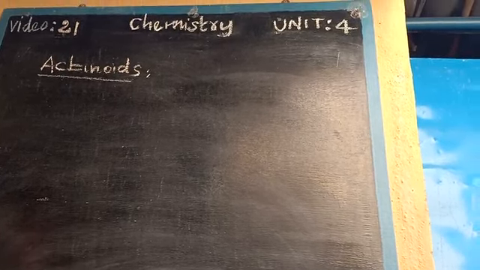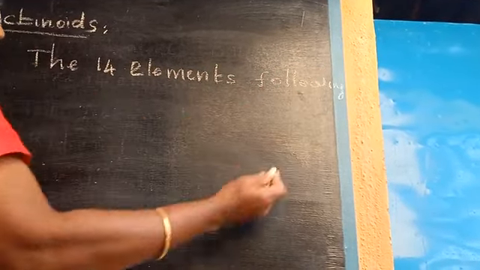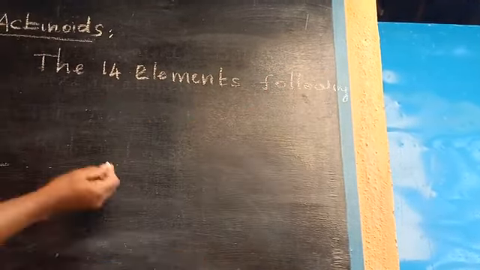Okay, so first we see the definition. Actinoids are the 14 elements following actinium. That means thorium, Th, atomic number 90, to lawrencium, atomic number 103. So this is known as actinoids.